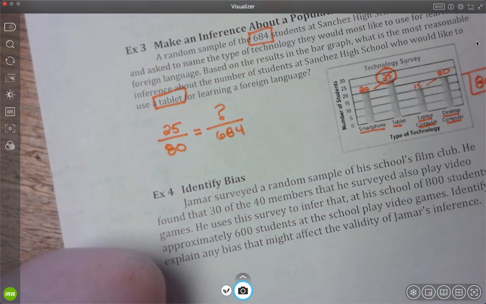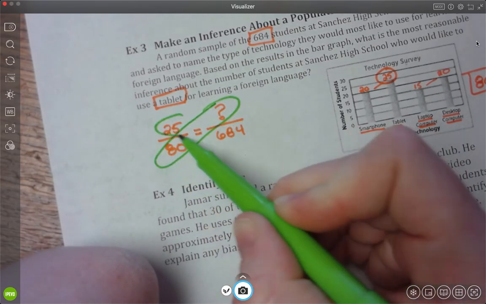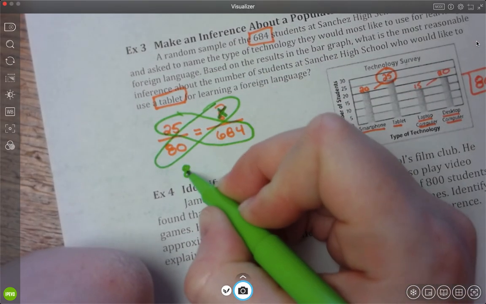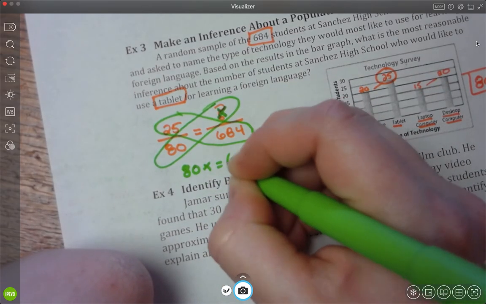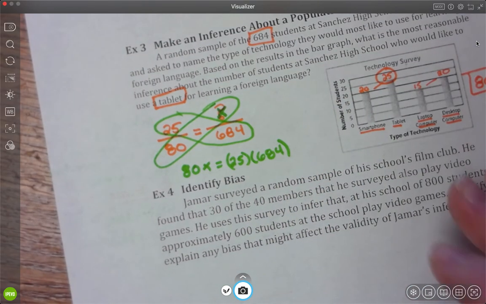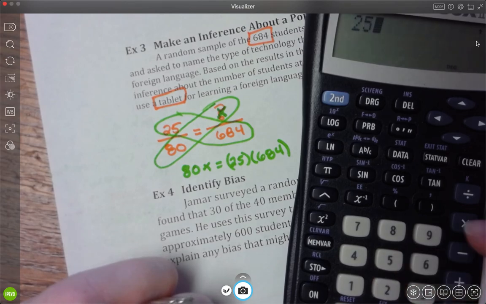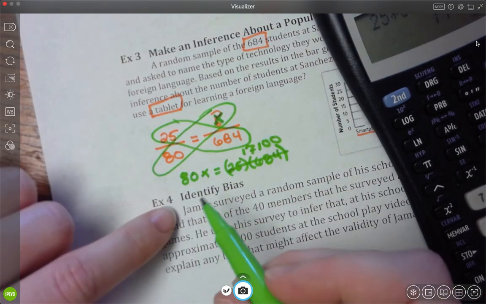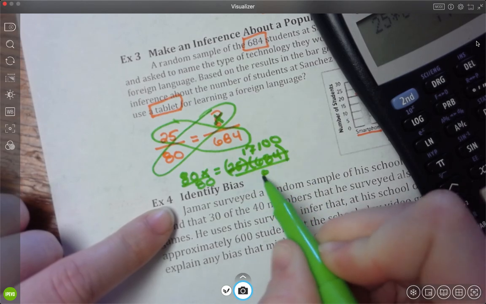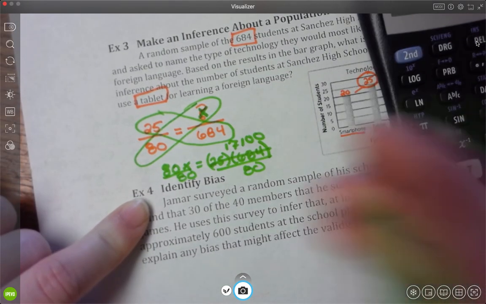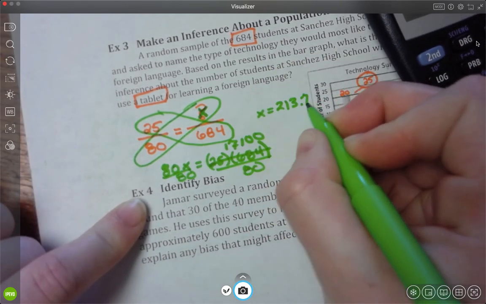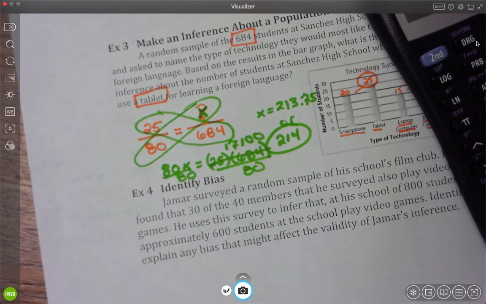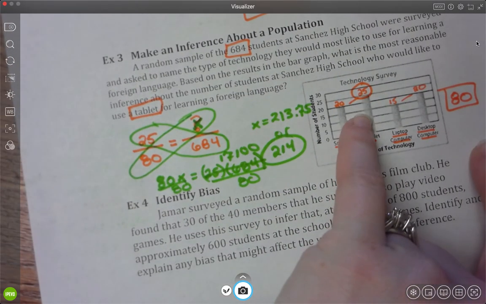And what I can do from here is I can just cross multiply and divide. Okay, since we have a proportion, we can do that. I'm going to call my question mark x. Okay, so we have 80 times x. I'm going to write that as 80x. And then I have 25 times 684. Okay, 25 times 684 is 17100. And then to get the x by itself, I'm going to divide by 80 and divide by 80. So that means about, they say 213.75 or 214 students will prefer a tablet, approximately. Okay, so this is the scenario where we use the sample to make a generalization about the population.